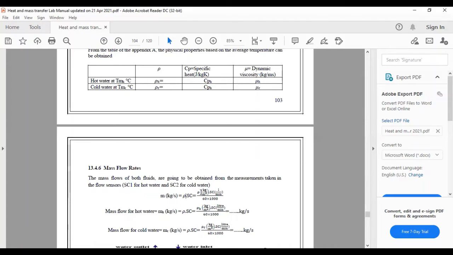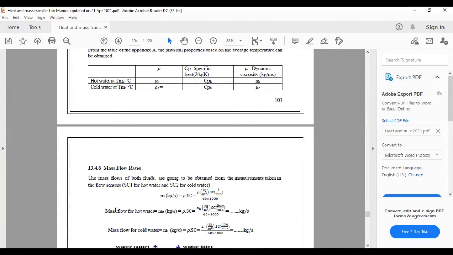This density is basically computed with respect to temperature. For example, for hot water, we have the average temperature here, and we have computed its value of density here. We will multiply this with the SC1, which is the volume flow rate we measure from the experiment, in liters per second. We will divide the whole equation by this 60,000 value to convert it into mass flow rate in kilograms per second.